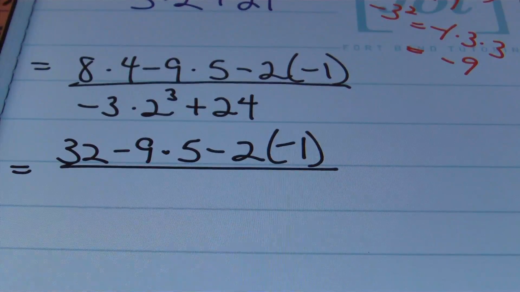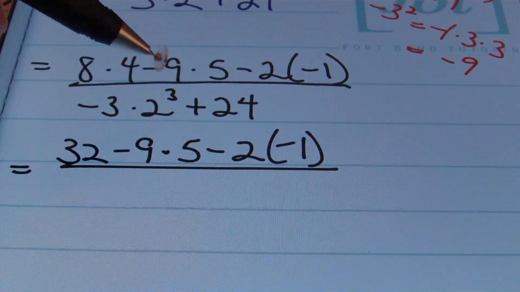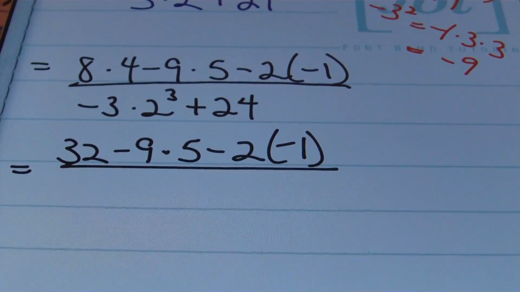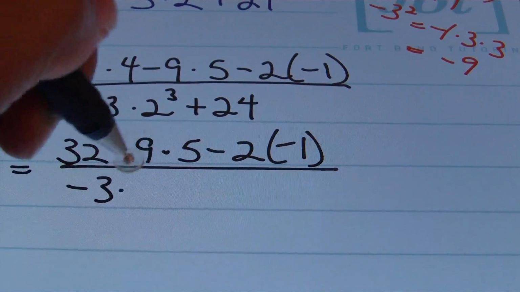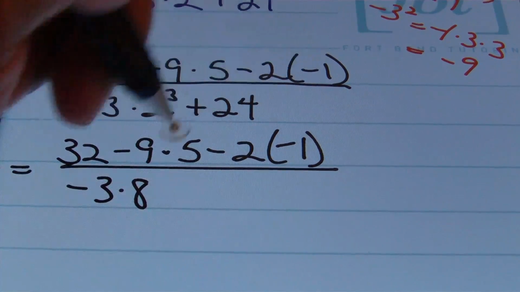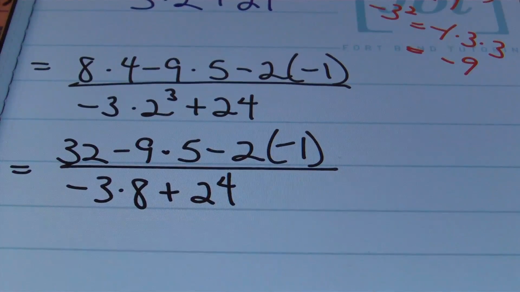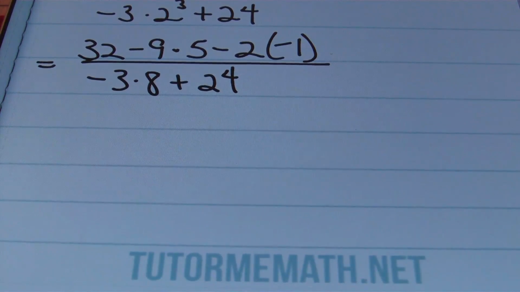In the denominator, what are we going to do next? Are we going to do the multiplication, the addition, or the exponent? Very good. We're going to do the exponent in the denominator. So we have negative 3 times 8, which is the result of 2 cubed, which means 2 times 2 times 2. And that's going to be plus 24. Just like that.